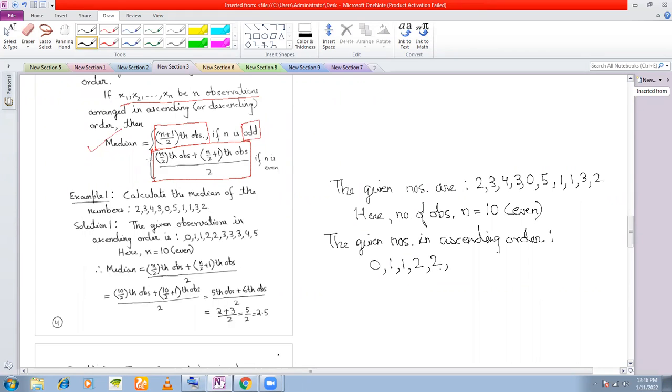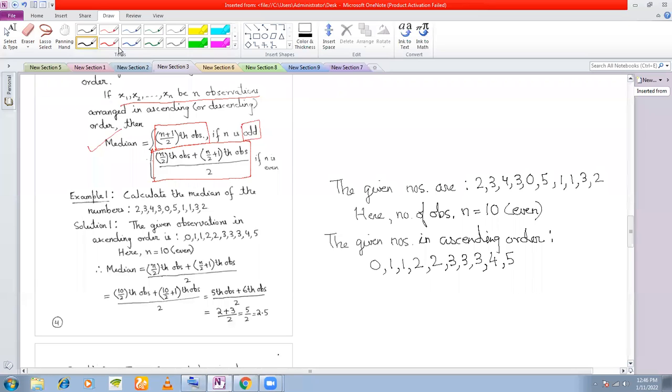Then the next observation is 3. And how many 3s are there? There are 3 3s. 3 is repeated thrice, right? And you have 4 after 3. You're going to write 4. And you're going to write a 5, right? So all the numbers have been arranged in ascending order.